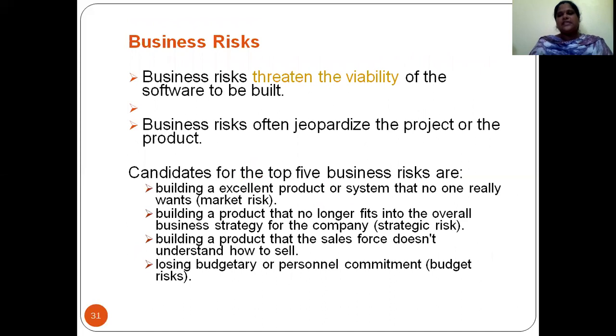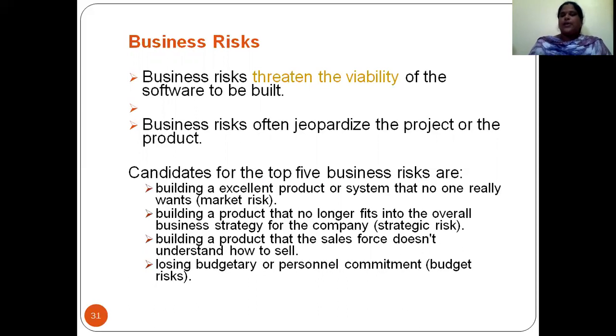So next we will discuss about the business risk. Business risk means threatening the availability of the software to be built. Here business risk will be given in the type of priorities. So we have top 5 business risks. Building an excellent product or system that no one really wants. So you are building a product or a system, but it doesn't have any market. When you complete the building, it doesn't have any market, which may be a big risk for the business.